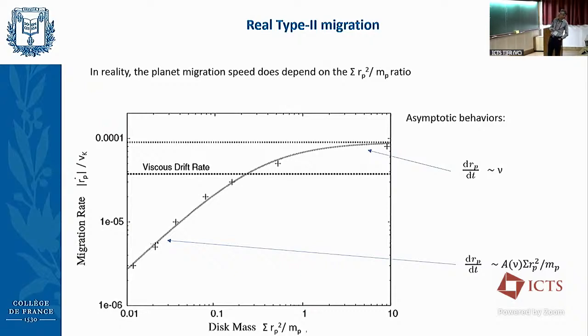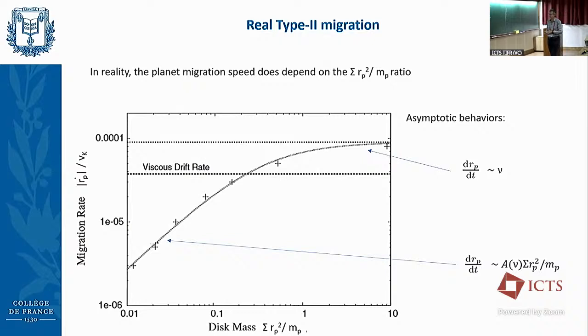I forgot the citations, but a number of people did this from Duffell, Will Cly, our own group, and so on. So this shows the migration rate of the planet normalized to the Keplerian speed, as a function of this quantity.